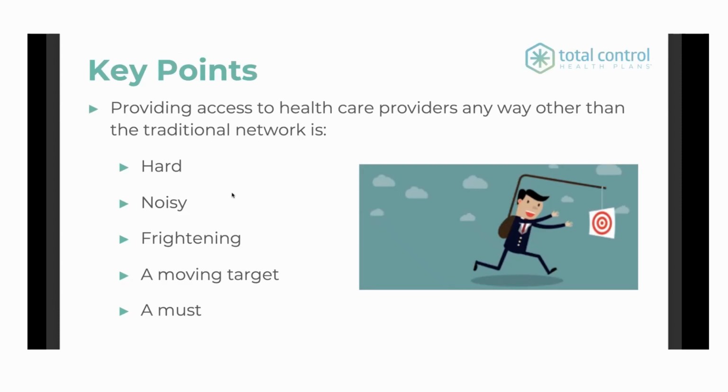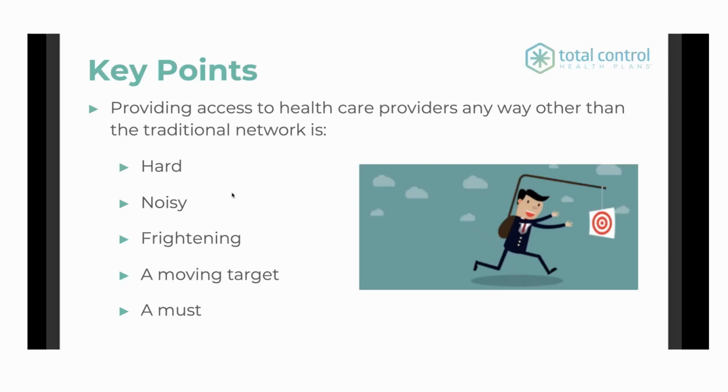Finally, last but not least, the closing points here. Providing access to healthcare providers in ways other than the traditional network, it's hard to do. Direct contracting is not easy, and it's not an end-all be-all. Reference-based pricing is hard and can be messy, and using a hybrid approach is also hard and messy. So it's hard, and it creates noise because it's different than what your plan participants are accustomed to. And it can be frightening from an employer perspective and certainly from a plan participant perspective. And also, as I mentioned, it's a moving target. These things are evolving at a high rate of speed.